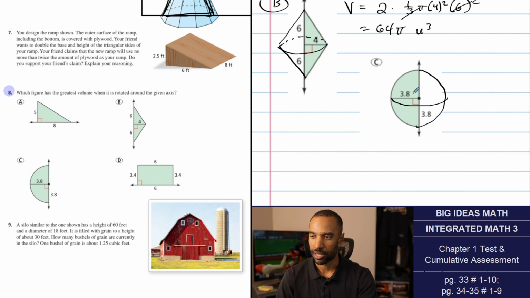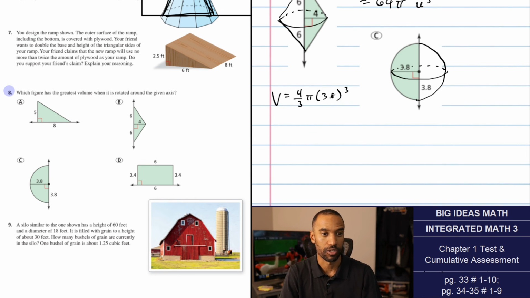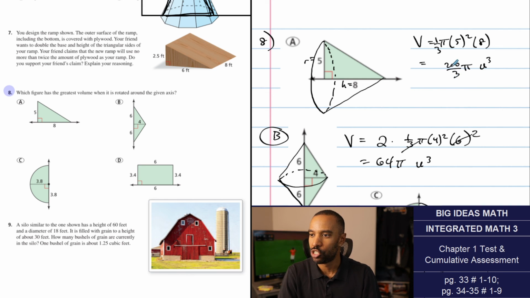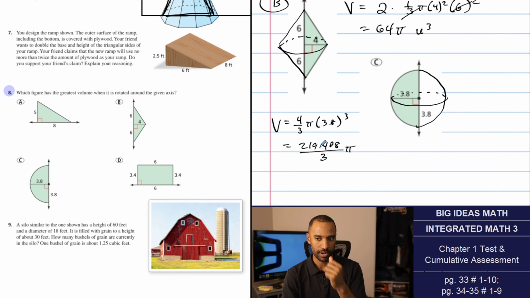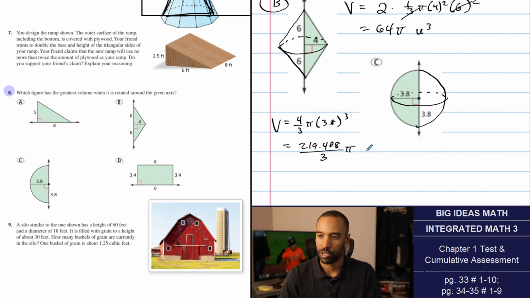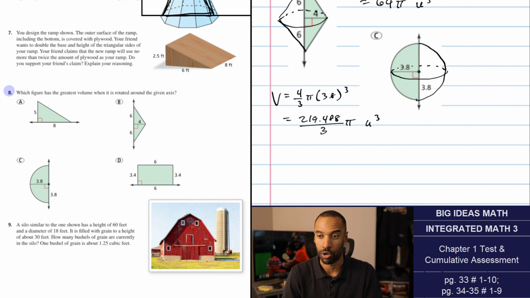And a sphere's volume formula is different than a cone's. So volume for this guy is 4/3 pi r cubed. And I don't know if this is bigger or smaller. 3.8 cubed times 4 is 219.488. So this is 219.488 thirds pi. Now this is more than A. C is winning because these are both divided by 3, right? So C is winning. 219 is more than 200. So that's in cubic units as well. But now C's got the lead, and I didn't know whether that would work or not.